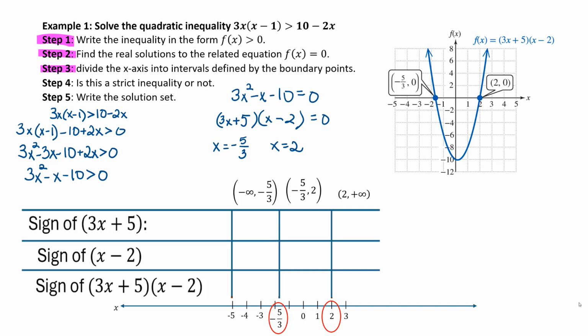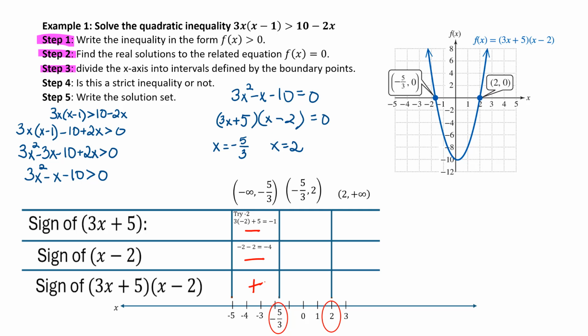For the interval from negative infinity to negative 5/3, we can try one of the values in that interval for x. Negative 2: if we try that, we get 3 times negative 2 plus 5, which is negative 1. So that factor is negative. Next, we try that same negative 2 in the second factor, x minus 2, and we get negative 4. So that factor is negative. So 3x plus 5 times x minus 2, negative times negative is positive. So the function is positive on that interval.